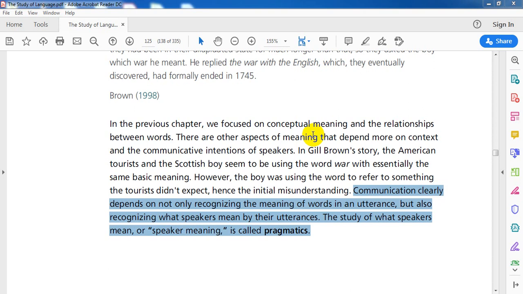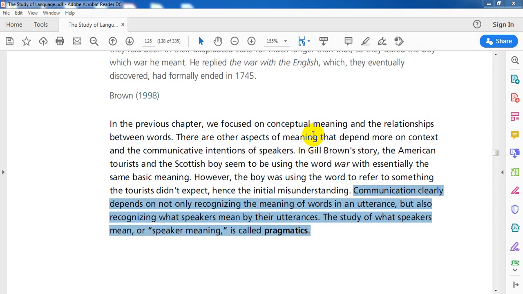Now, really means that we as speakers may use words, phrases, utterances to mean something. However, this can be explained or interpreted differently by the listener. That's why this chapter exploits some important matters that we as speakers need to rely upon while communicating with each other. Okay, so this is one thing.